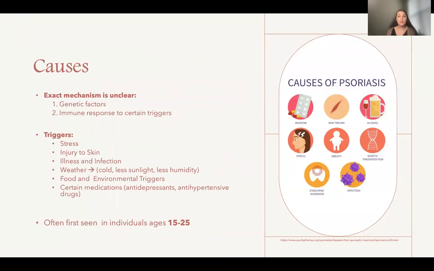The exact mechanism of psoriasis is somewhat unclear. It's believed to be a combination of both genetic factors and the immune response to certain triggers. Triggers can include stress, injury to skin, illness and infection, weather, food and environmental triggers, and certain medications such as antidepressants and antihypertensive medications. Psoriasis is considered an adult disease primarily because it often first appears in individuals between the ages of 15 and 25 and lasts for their whole life.